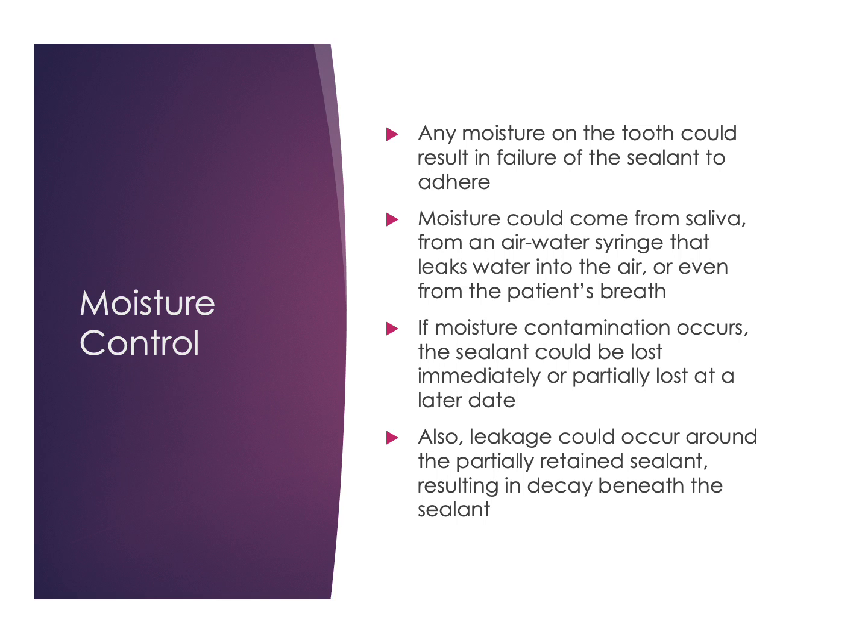Moisture is the primary reason for failure of a sealant. Moisture can come from saliva, from a leaky air-water syringe, or the patient's breath. If there is moisture contamination, the sealant could be lost immediately or partially lost at a later date. Also, leakage could occur around the partially retained sealant, resulting in decay beneath the sealant.